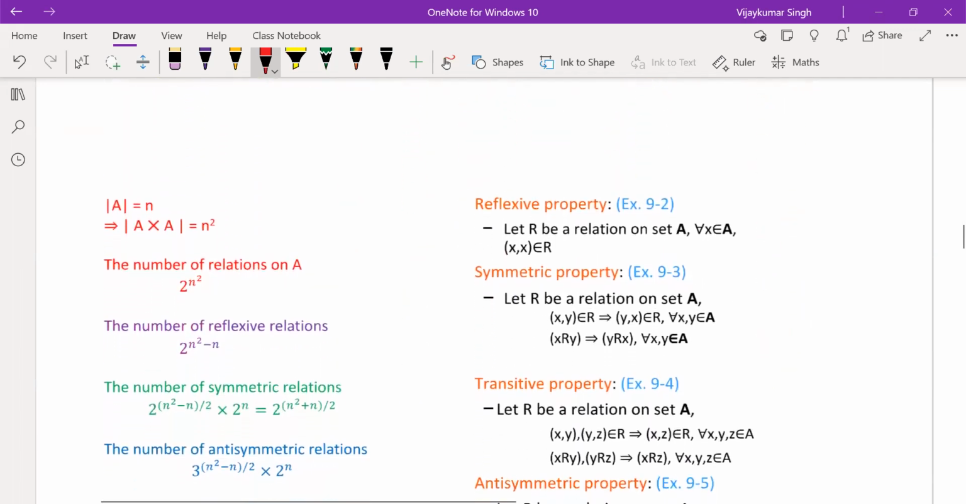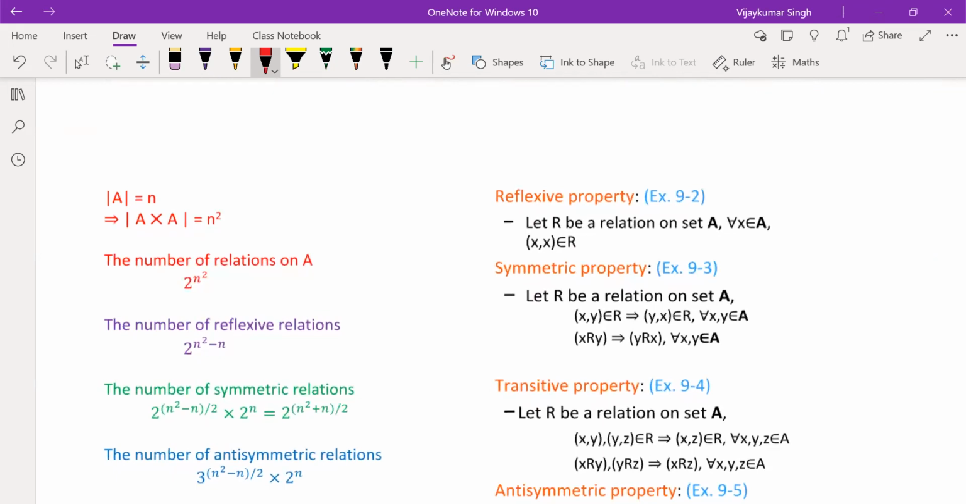Now, let's count the number of reflexive relations. Let's count the number of symmetric relations, the number of transitive relations, and the number of antisymmetric relations. Okay, so this is interesting. So now, let R be a relation. First of all, how many relations are there?